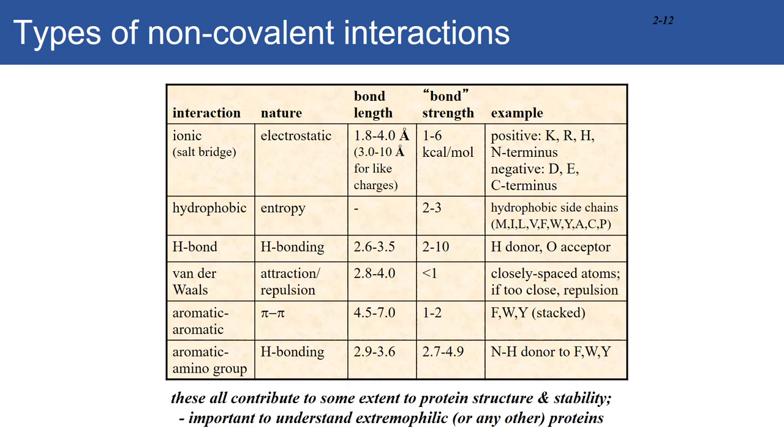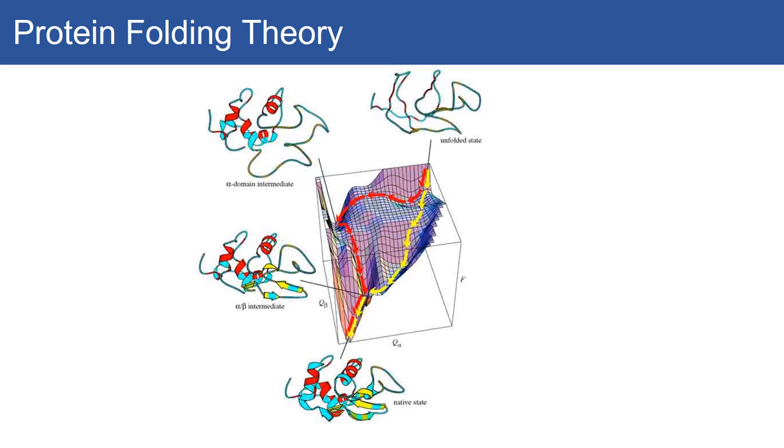There are multiple types of non-covalent interactions. This should be a review from some previous discussions that we've had, but it gives a good reference point as to what exactly you can get when we talk about bonding in a molecule. The top 4, ionic or salt bridge, hydrophobic interactions, hydrogen bonds, and van der Waals, are the most common. We do have some pi bonding interactions that occur between phenylalanine, tyrosine, and tryptophan. And you can also get some others, but those are the main ones.